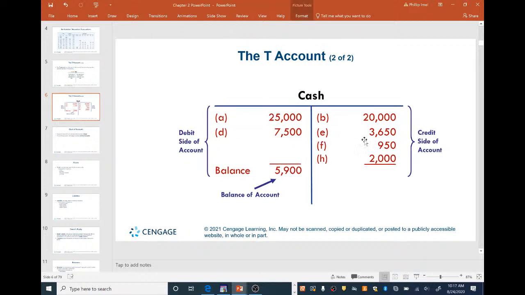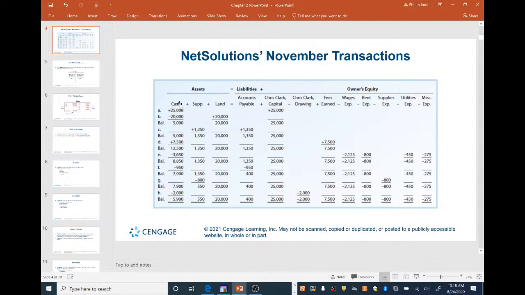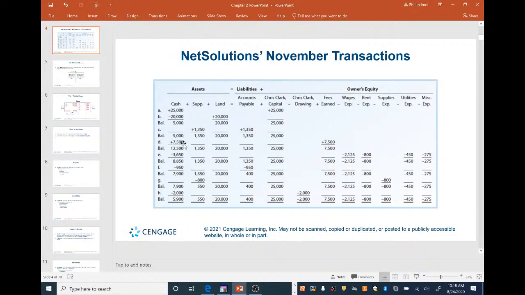Here's the increase in cash, $7,500. In transaction E, we've made a payment of cash of $3,650, so we credit it. Same thing on F. It's money going out of $950 and cash being spent of $2,000 here. So debits increase, credits decrease when it's an asset account. So the overall balance of cash after all these transactions, remember, we're only concerned with cash right here. You can see $5,900.